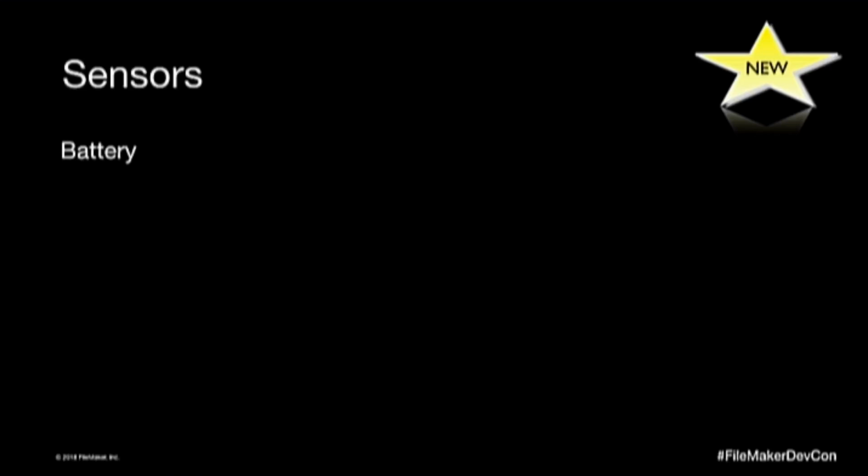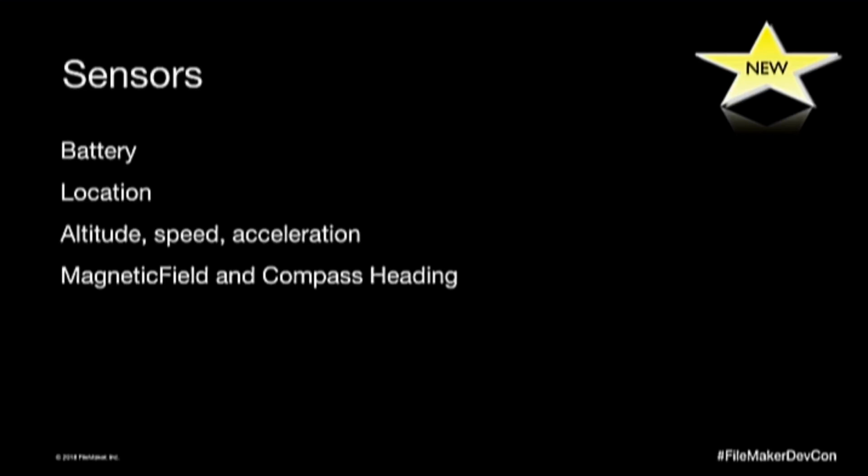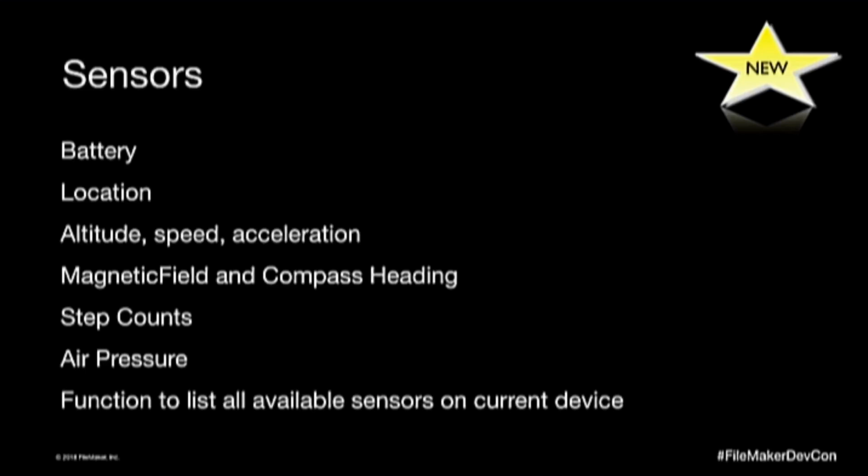So let's look at some of the sensors we have. The battery we can ask for. Location, well, that's not new. We have other calculation functions for getting the location, asking the GPS about the location, but it wouldn't make sense to not include it in this new calculation function. So it's there as well. So we can ask for the altitude, speed, acceleration, magnetic field, and the compass heading, step counts, air pressure, and finally there's a function to list all the sensors that are available on this particular device. And that's perfect, so you can ask for this first and see if the specific sensor that you want to provide feedback from is actually present on the device before you go and ask for the sensor readings.